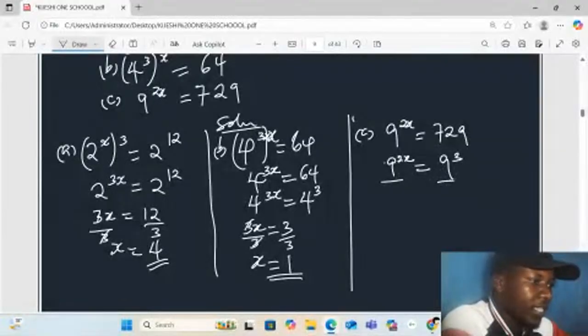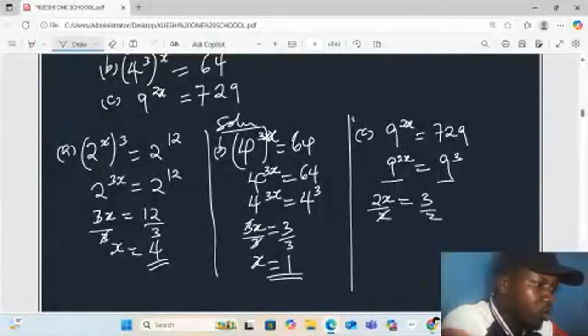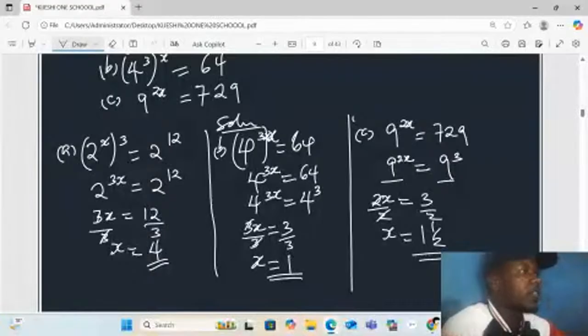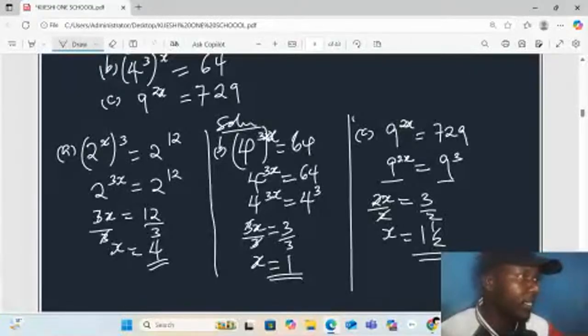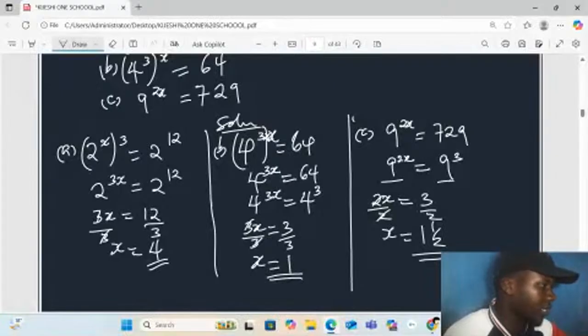we drop the bases which are the same, then we equate the powers, which you have 2x, which is equal to 3. Now divide by 2, divide by 2. Now your x becomes 3 over 2, which is 1 and a half. So that is how you arrive at the value of x, which is 1 and a half. It is that simple to work those using the laws of indices.